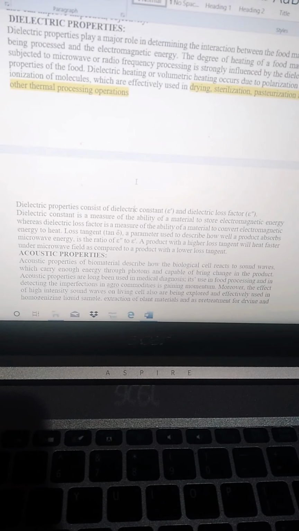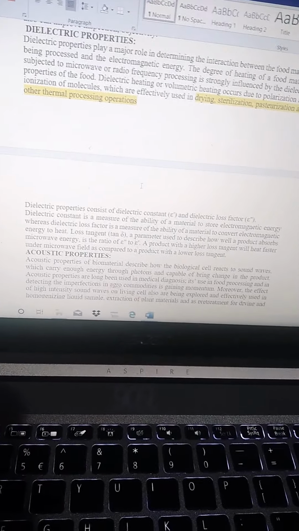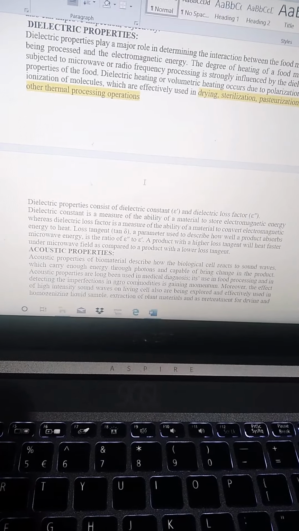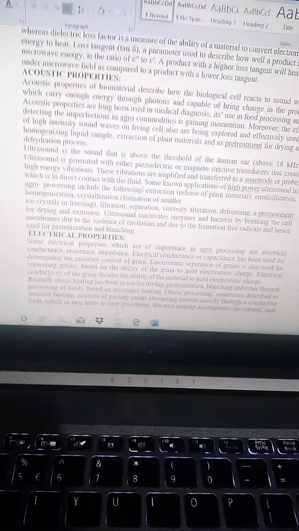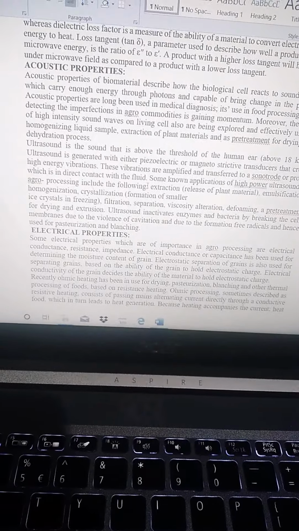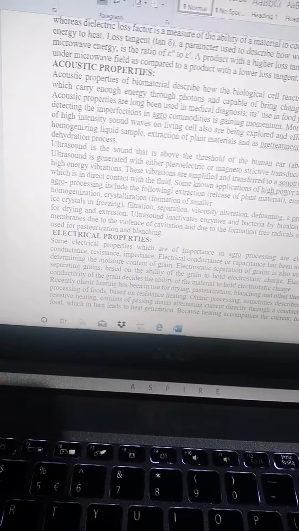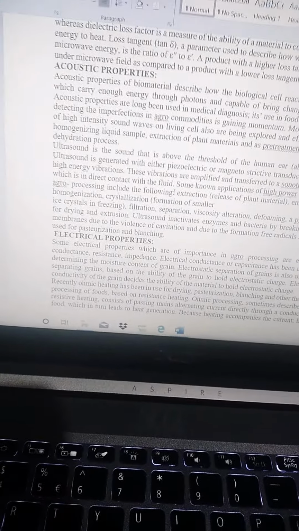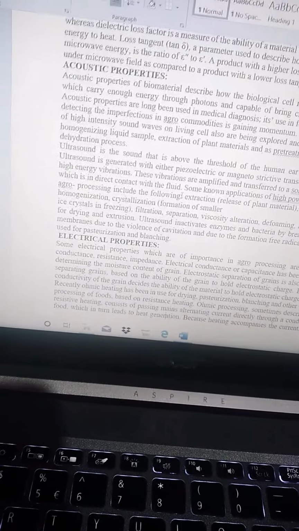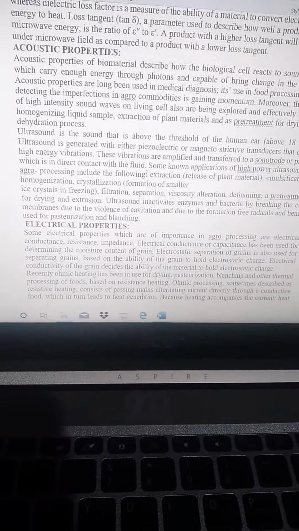Okay, so now our next property is acoustic properties. As we all know, acoustic means something related to sound, a type of energy propagation through a medium by means of adiabatic compression and decompression. Just like when we speak, sound is produced, like in any musical instrument such as guitar or tabla. So these are some examples of acoustic properties.